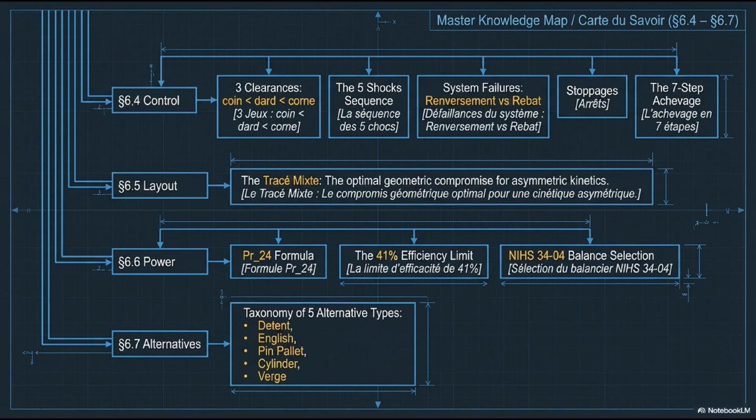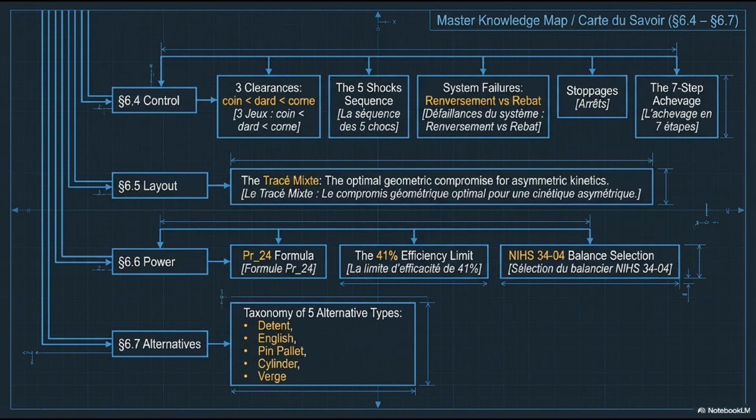Section 6.5, layout, 1 core deliverable, the trace mixed as the optimal geometric compromise between equidistant rest and equidistant levers. The remaining asymmetries cancel each other out in practice. Section 6.6, power, 3 core deliverables: the PR24 formula with 6 parameters, the 41% efficiency ceiling driven by friction, inertia, and shock dissipation, and NIHS 34-04 balance selection by moment of inertia versus available power.